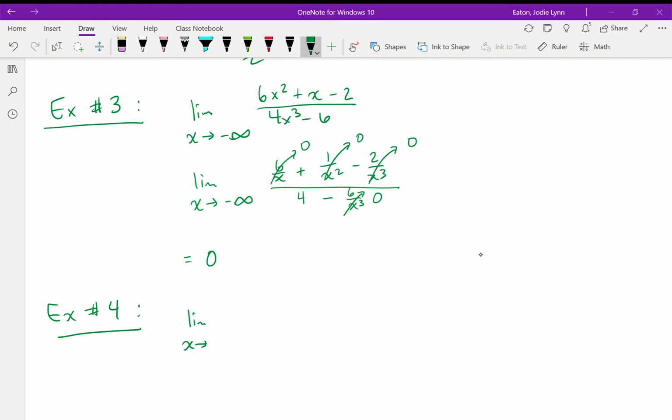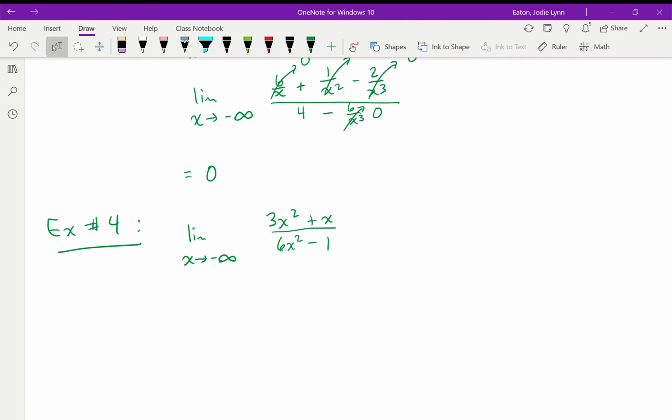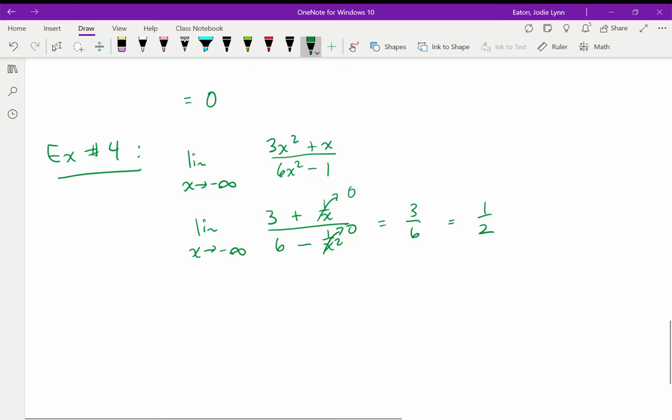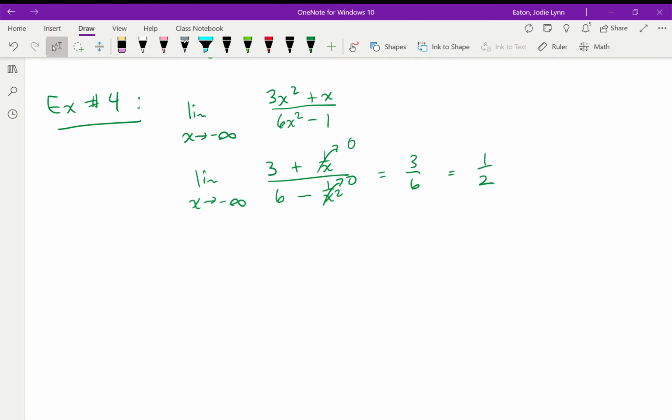So the limit as x approaches negative infinity of (3x squared plus x) over (6x squared minus 1). Okay, so as we are approaching negative infinity, we're going to divide everything by x squared. So we have the limit as x approaches minus infinity of (3 plus 1 over x) over (6 minus 1 over x squared). So these bits both go to 0. Here, the 3 over 6 is going to stay. So this is equal to 3 over 6, which is equal to 1/2. So that gives us a horizontal asymptote that's equal to the coefficients divided by each other.